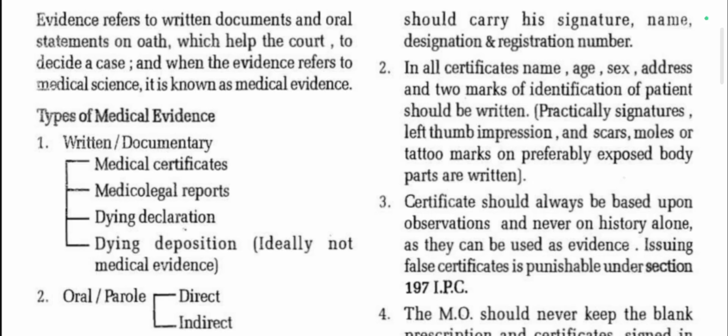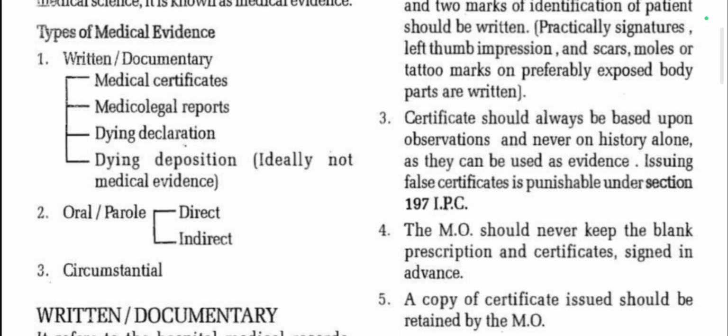Now what are the types? Basically medical evidence is divided into three types: written, oral, and circumstantial. Written is also called documentary, a fancy name. Written is again subdivided into four types. Medical certificates, which we were asked to submit at the time of the admission process. You remember, fitness certificate and sickness certificate, so these were the medical certificates. I just gave examples so that you can relate.